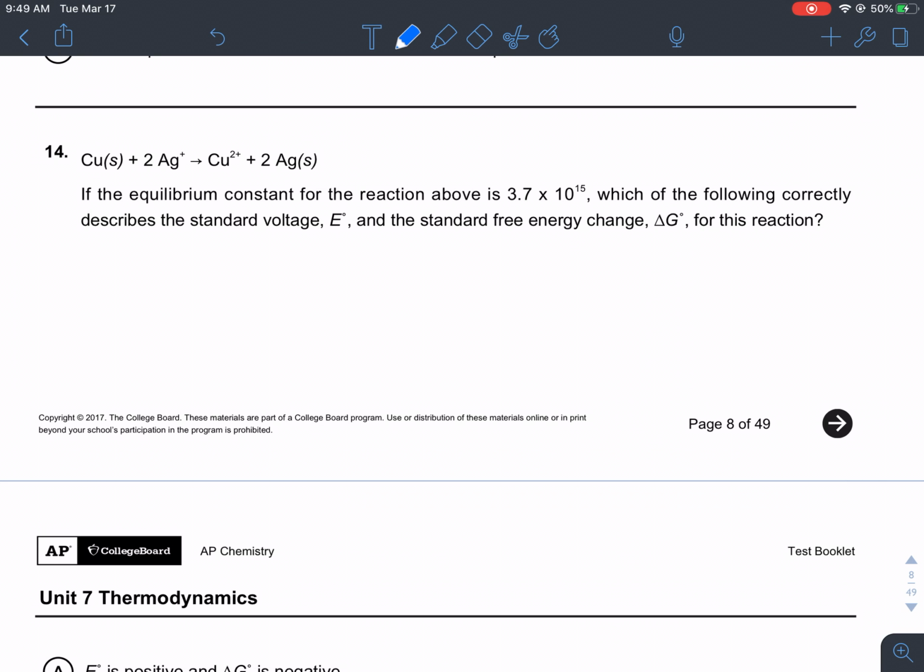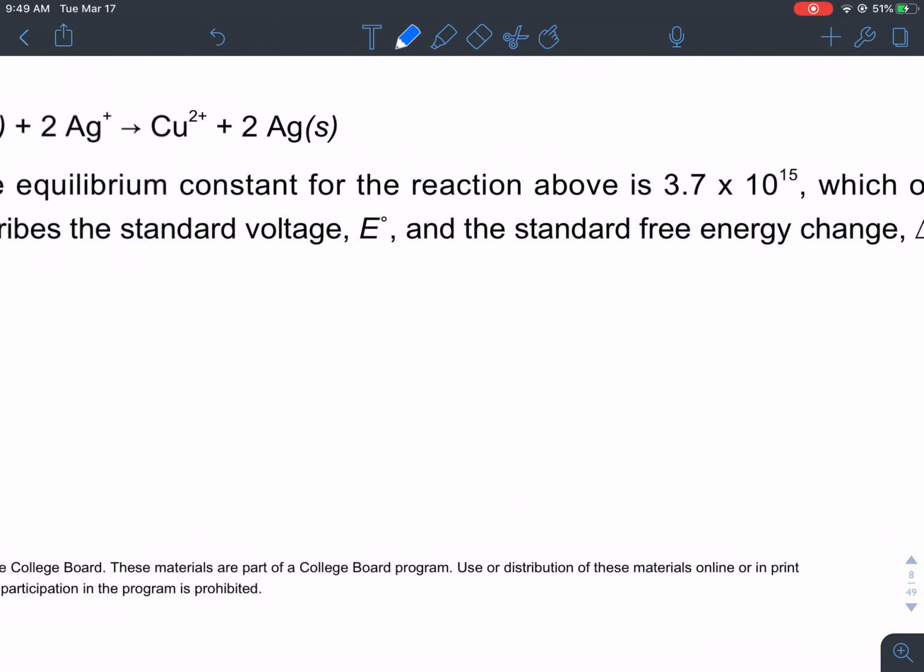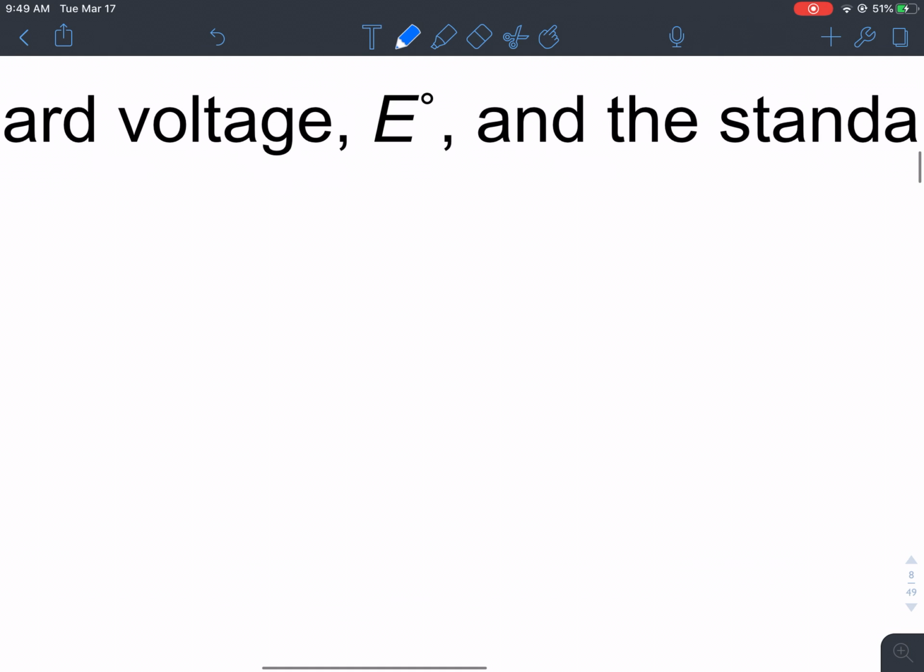Cu, Ag, equilibrium constant for the reaction. Which of the following correctly describes the standard voltage and the standard... Wow, this is such a cool question. First of all, they give you a K. They gave you the equilibrium constant, K. For you to get that, you get delta G is equal to negative RT ln K.